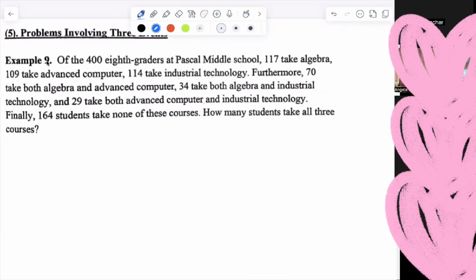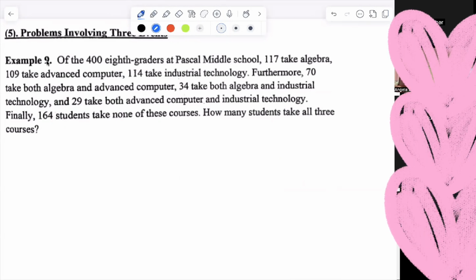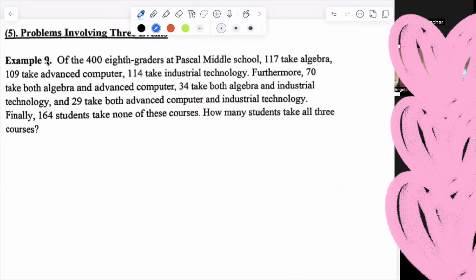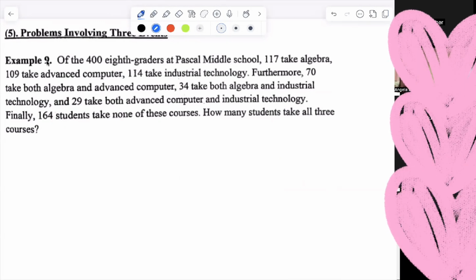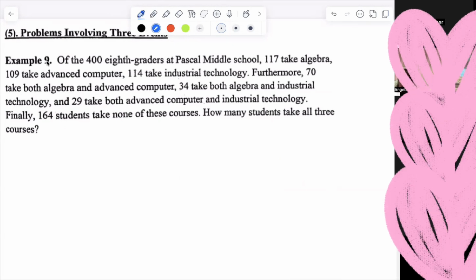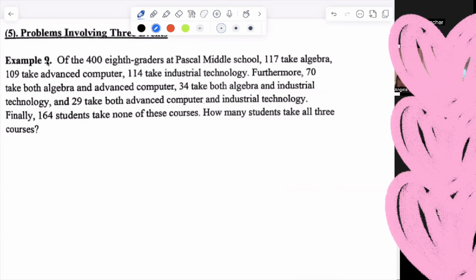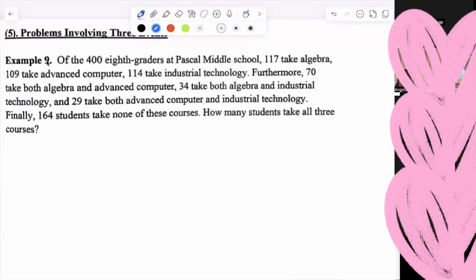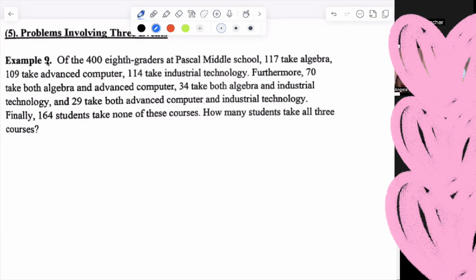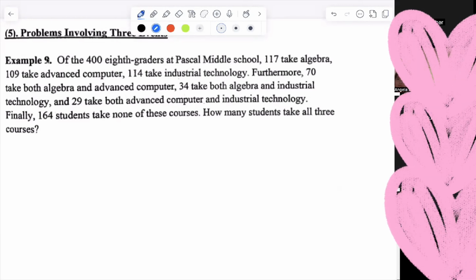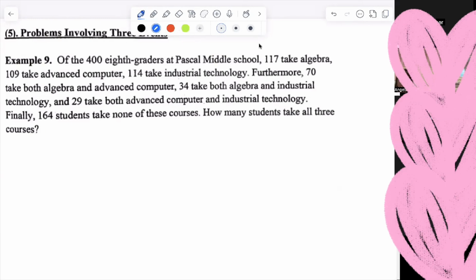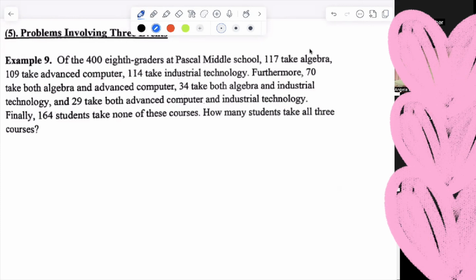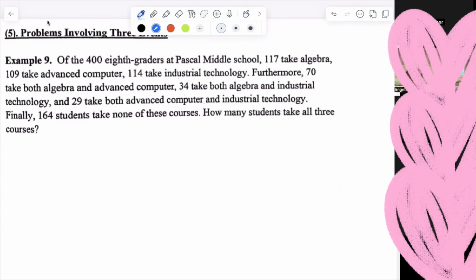Of the 400 eighth graders at Pascal Middle School, 117 take algebra, 109 take advanced computer, 114 take industrial technology. Furthermore, 70 take both algebra and advanced computer, 34 take both algebra and industrial technology, and 29 take both advanced computer and industrial technology. And finally, 164 students take none of these courses. How many take all three courses? Wow, that's a mouthful. But anyways, I'll let you have a try on this question and tell me your answers in chat.